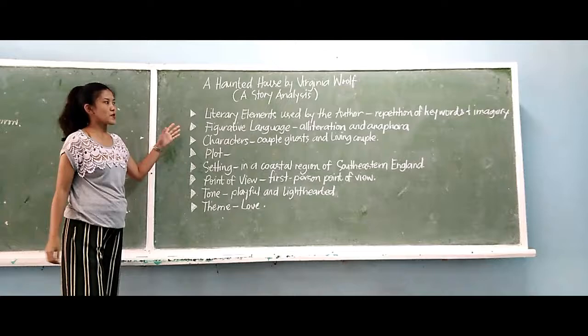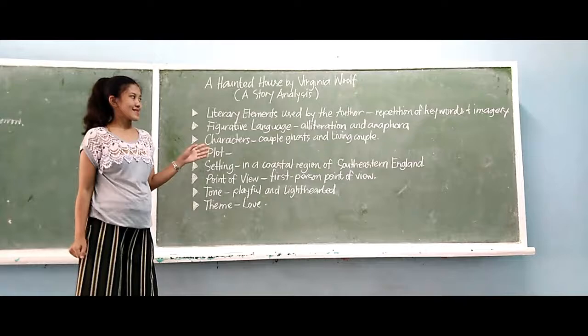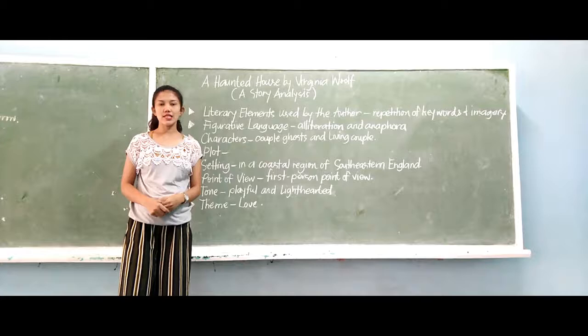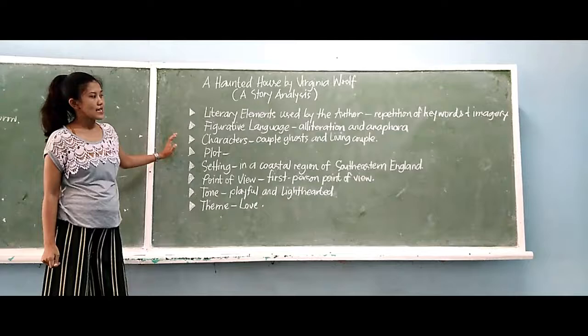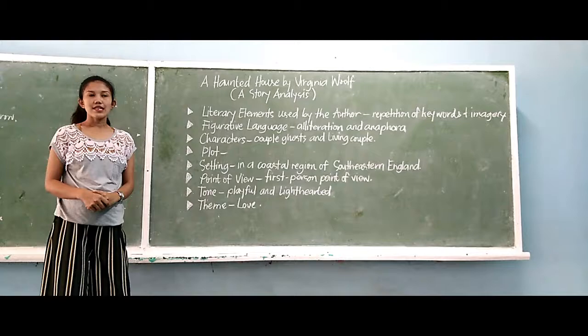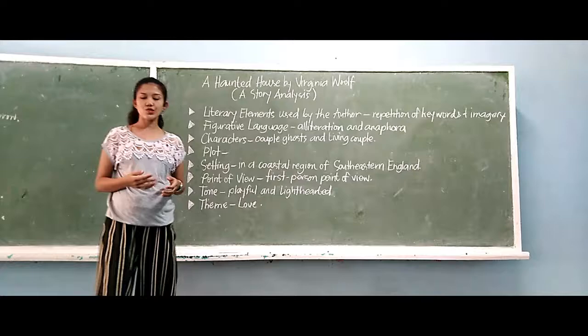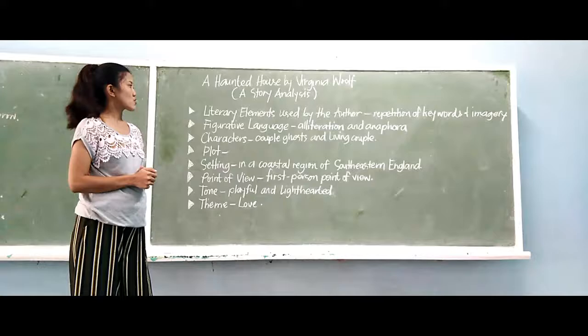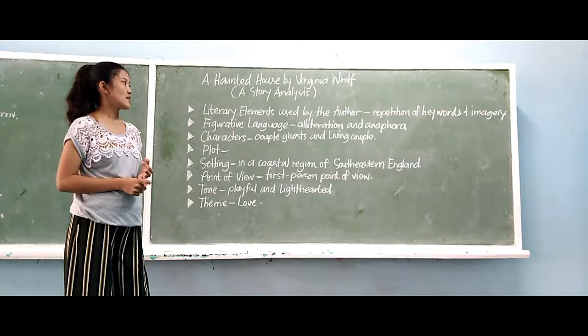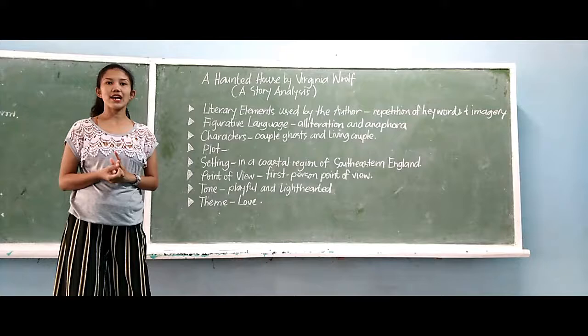So the next one is the figurative language. There are two figurative languages present in the story A Haunted House, and those are alliteration and anaphora. Alliteration is a series of words that have the same consonant sounds. For example, wandering through the house, opening the window, whispering not to me. Those words, wandering, window, and whispering are an alliteration because they have the same consonant sounds.